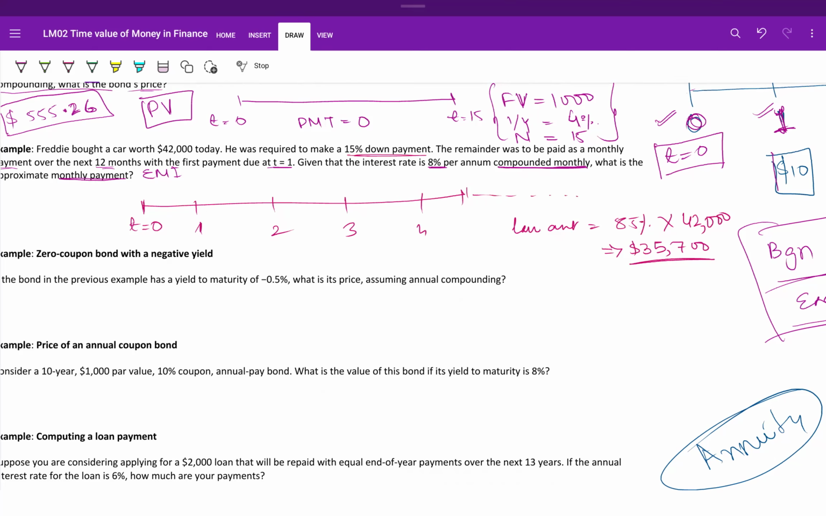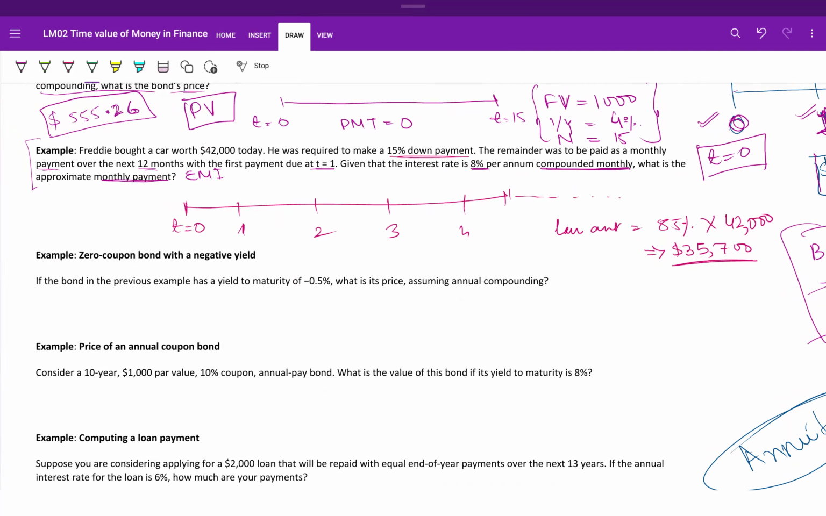Now the remainder is to be paid as a monthly payment over the next 12 months. So N is going to be 12 here. First payment is due at time one. The interest rate is 8% compounded monthly. This interest rate is per annum.